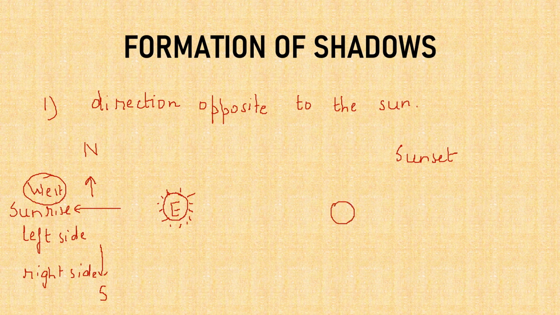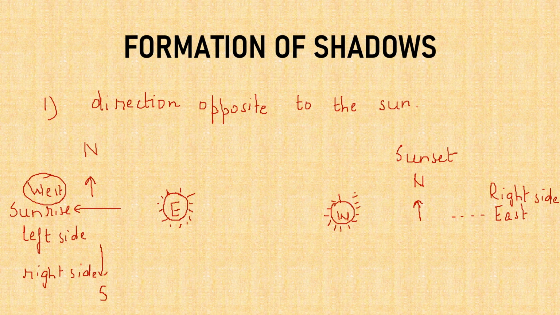Talking about sunset, at sunset the sun is in the west, so we'll mark this like this. This is the sun which is in the west direction. For a person who is standing facing the north, where will the shadow be formed? Yes, the shadow will be formed in the east. And what side of the person would it be? It would be the right side of the person. That means the shadow will form on the right side of the person.